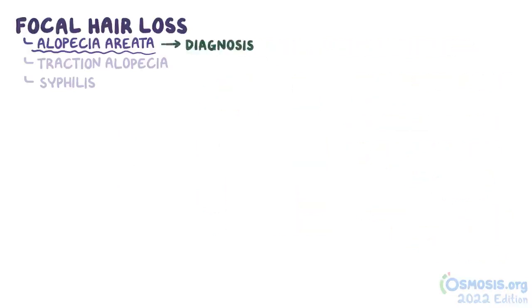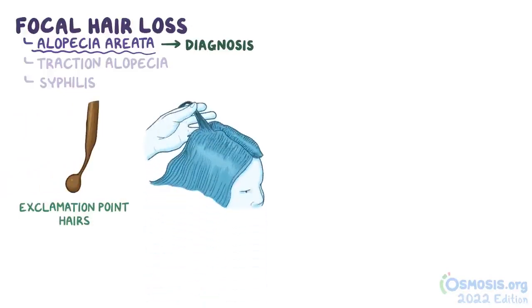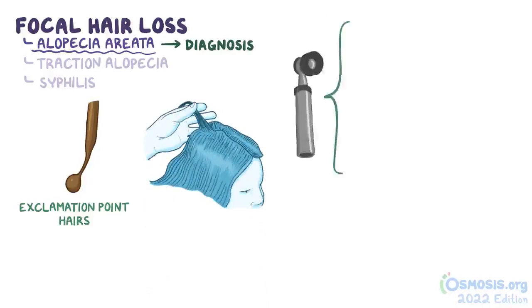For diagnosis, close visual inspection can reveal exclamation point hairs, which are short, broken-off hairs that are narrower close to the scalp and therefore look like an exclamation point. Performing a hair pull test can also help confirm active hair loss. Trichoscopy findings include yellow dots, short vellus hairs, black dots, tapering hairs, and broken hairs.